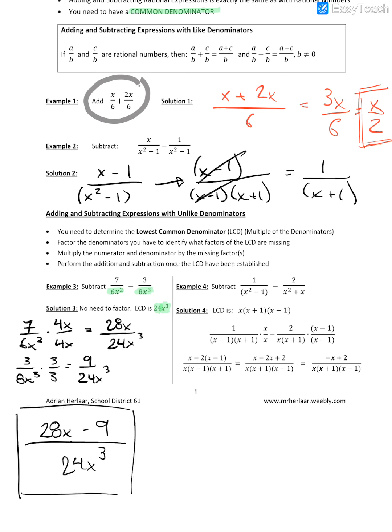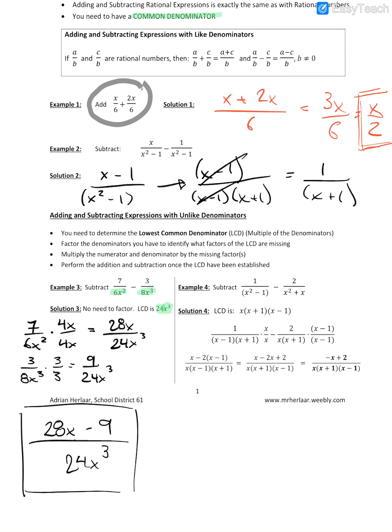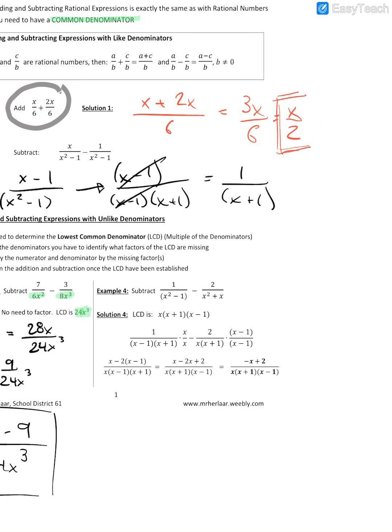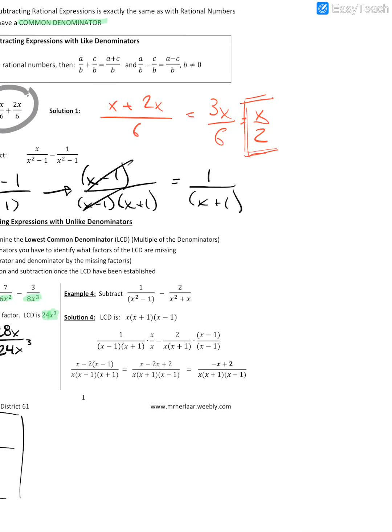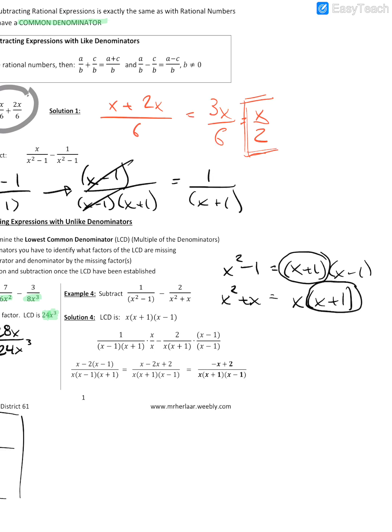Boom, boom, boom. Done. Now, what I want to do here with example 4, I'm not going to do the whole example, just highlight what's happening. If we look at our denominators, x squared minus 1 is x plus 1 times x minus 1. And x squared plus x is x times x plus 1. So they have something in common. That means the x squared minus 1, we have to multiply by what we're missing. And for the x squared plus x, we're missing that. So you'll see that represented here.